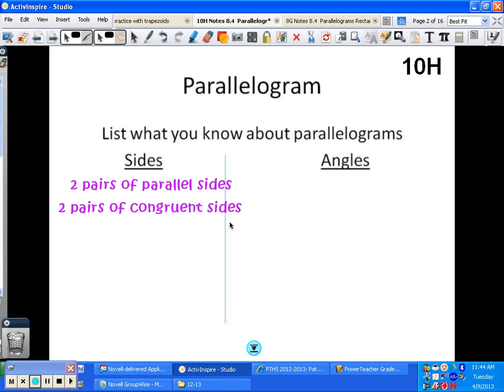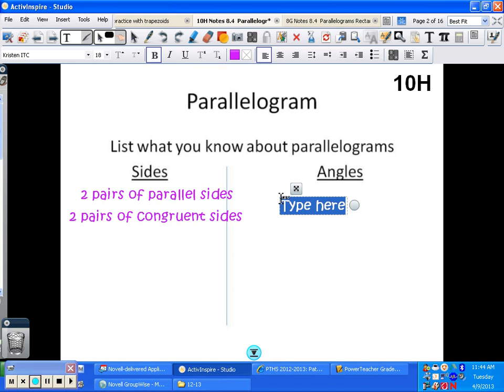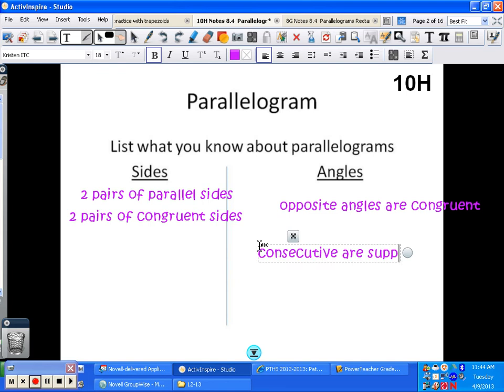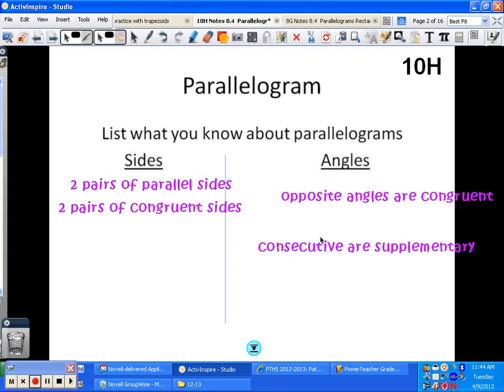For the angles, we know that opposite angles are congruent. And we also know that consecutive angles are supplementary. So go ahead and add both of those.